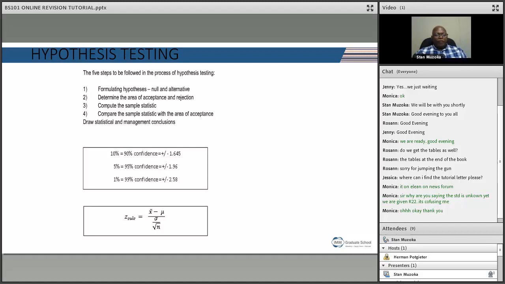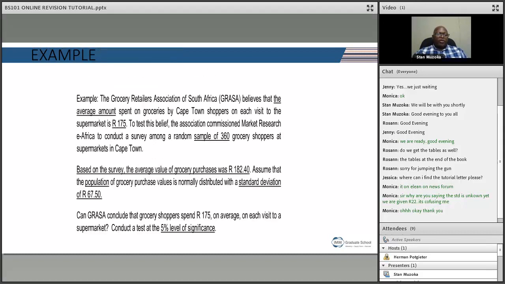Those will be the Z values that will be associated with those levels of confidence and levels of significance. The Z transformation formula is what we use to calculate the Z-calc, because yes, we are converting or standardizing the observations in the environment to the distribution that we are dealing with.